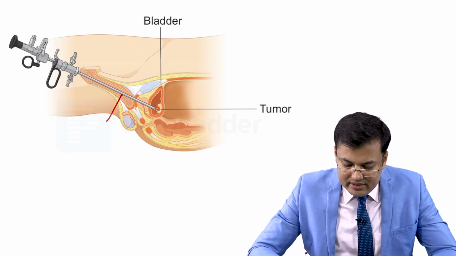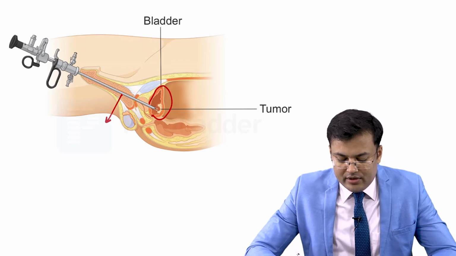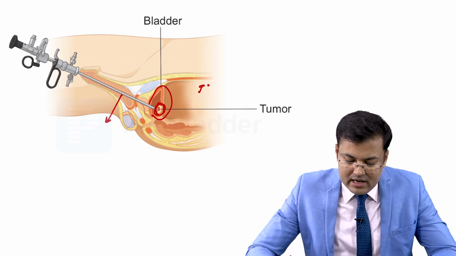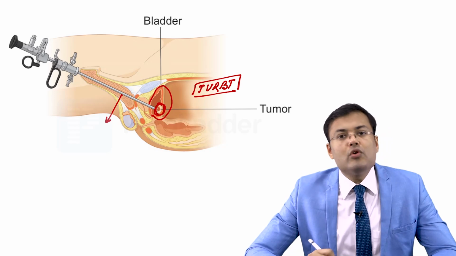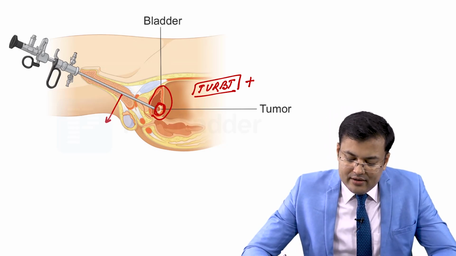Here you can see how we perform the transurethral resection. This is the cystoscope. First you are going to perform the cystoscopy. You find the tumor, and after that you are going to excise the tumor. So this is transurethral resection of bladder tumor, known as TURBT. After that, if it is high grade, we give intravesical chemotherapy.